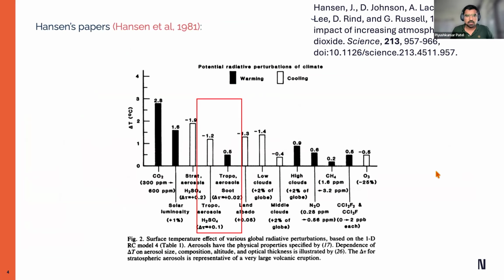Now, if you know the IPCC reports, every 6 years they publish numbers for different atmospheric compositions and how they affect the radiation budget. This is the first IPCC report, which was published by Hansen. If you see the numbers within the red box, they are very general numbers, like tropospheric aerosols and how they contribute to the total radiation budget, and tropospheric aerosol for the soot. So we have some numbers.